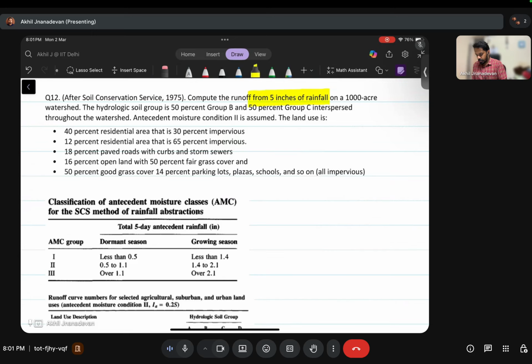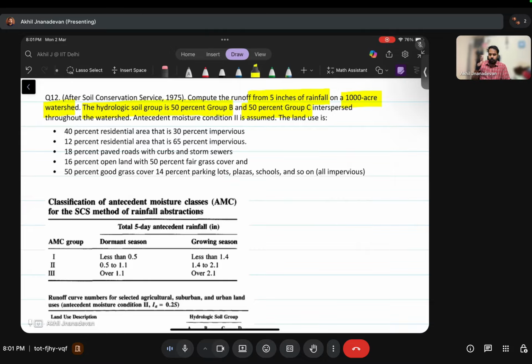And the hydrological soil groups. I already mentioned we need the potential maximum retention. Retention is calculated from the curve number. Curve numbers are derived for different classes, and it depends on soil groups. There are three types of groups, group A, group B, and group C. They have mentioned that the hydrological soil groups have 50% B group and 50% C group. So out of the 1,000 acres of land, 500 acres has Group B soil and 500 acres has Group C soil, interspersed throughout the catchment. Antecedent moisture condition is assumed to be 2.